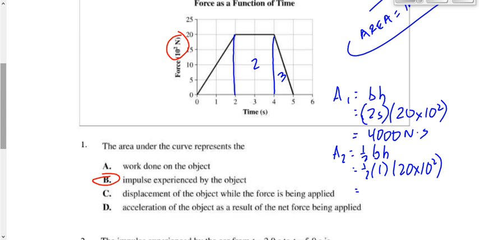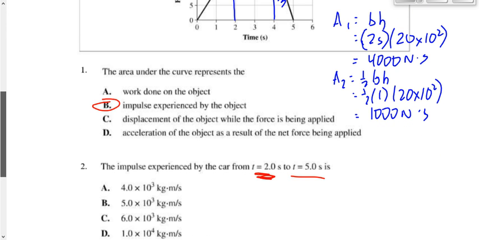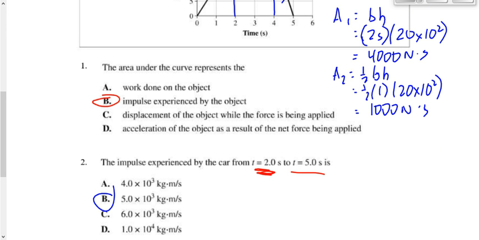By the way, for A3, you end up getting 1,000 Newton seconds. So what's the total impulse going to be from 2 to 5 seconds? 5,000, or 5 times 10 to the 3. I use Newton seconds. They use kilograms meters per second. Is there a difference? No. No difference.